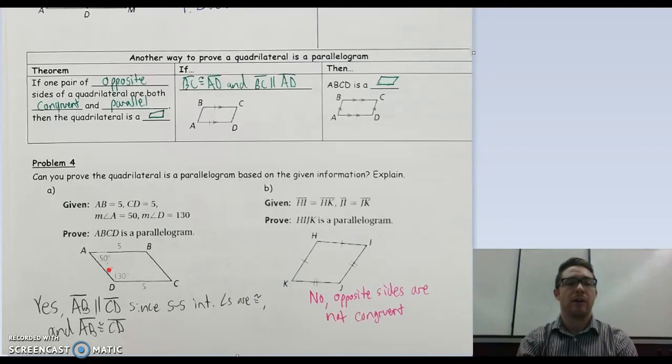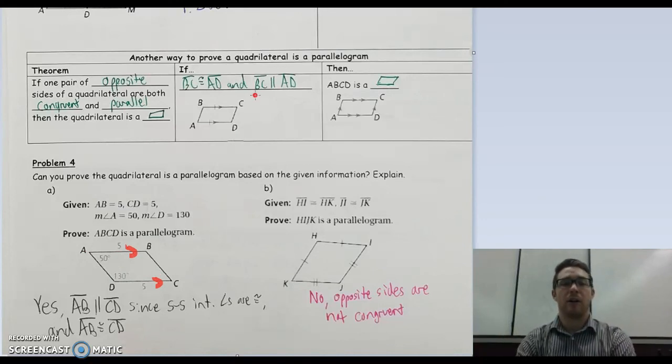So since I know that these two, the 130 and the 50, are supplementary, that means that AB and CD, I should not be marking those congruent, I should be marking those parallel. So I know they're parallel because the same side interior angles are supplementary. That's going all the way back to parallel line properties. I have same side interior angles, they're supplementary, so that tells me that these two lines are parallel. And we also know that since AB is 5 and CD is 5, those are congruent.